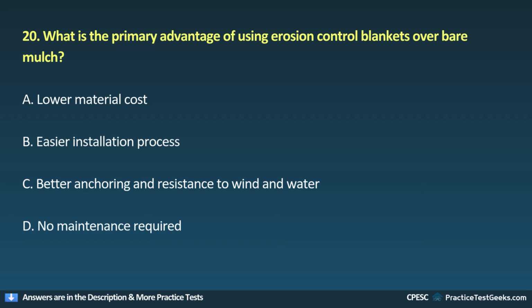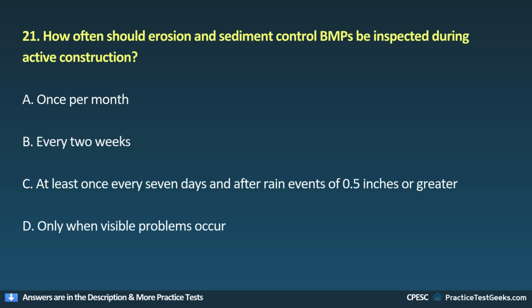A. Lower material cost. B. Easier installation process. C. Better anchoring and resistance to wind and water. D. No maintenance required. 21. How often should erosion and sediment control BMPs be inspected during active construction? A. Once per month. B. Every 2 weeks. C. At least once every 7 days and after rain events of 0.5 inches or greater. D. Only when visible problems occur.